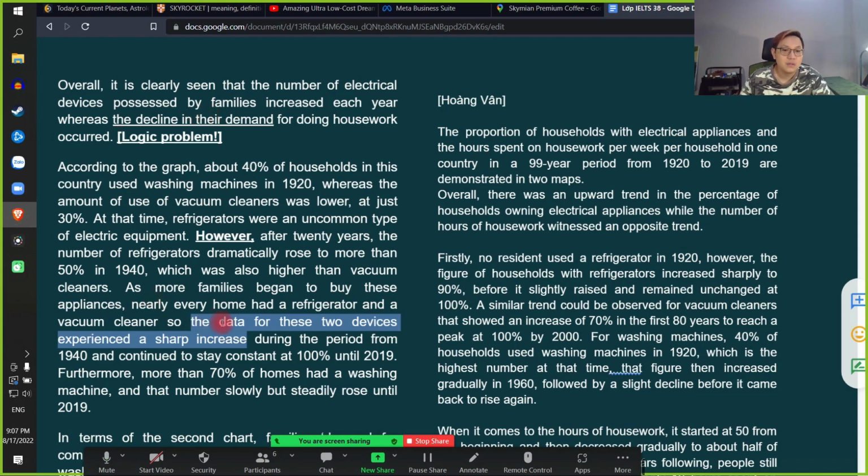But here, the data for the two devices experience a sharp increase. So it's very safe to assume that more families began to buy these appliances. Cái chỗ này em ghi là thông số cho hai thiết bị này nó trải qua một sự gia tăng rất là mạnh. Tức là nó hoàn toàn an toàn khi mà mình suy luận ra là nhiều gia đình hơn nó bắt đầu mua những thiết bị này. Thì đúng rồi, đương nhiên rồi. Con số phần trăm tăng lên tức là nhiều gia đình họ bắt đầu mua những thiết bị này hơn. Đó là một sự giả định an toàn. That is a safe assumption you can assume.